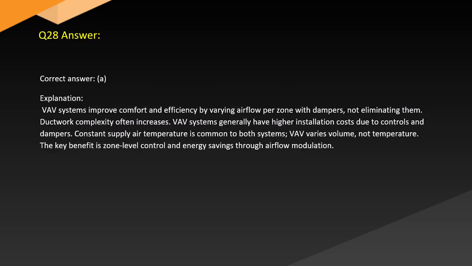Answer. Correct answer: A. Explanation. VAV systems improve comfort and efficiency by varying airflow per zone with dampers, not eliminating them. Ductwork complexity often increases. VAV systems generally have higher installation costs due to controls and dampers. Constant supply air temperature is common to both systems, as VAV varies volume, not temperature. The key benefit is zone-level control and energy savings through airflow modulation.